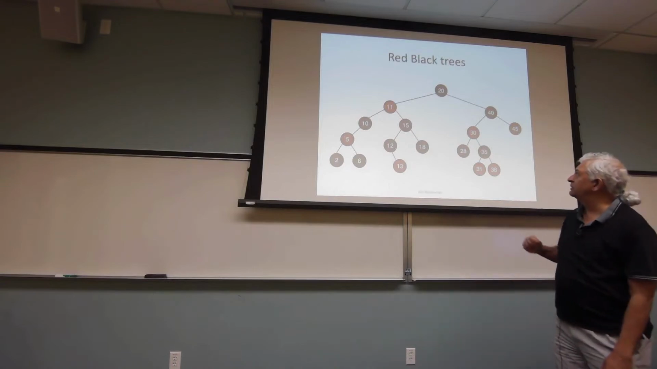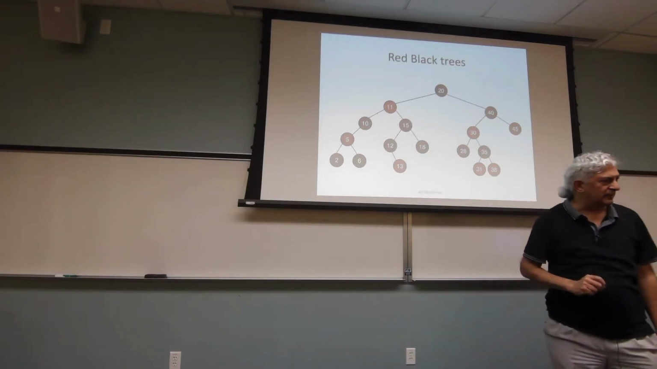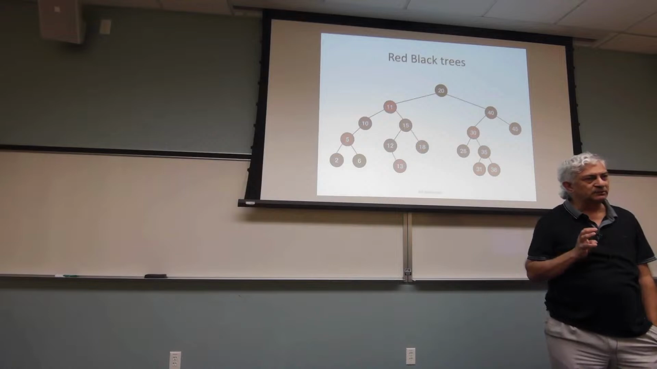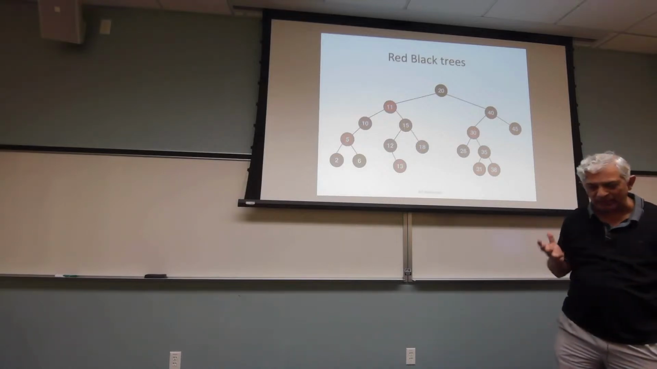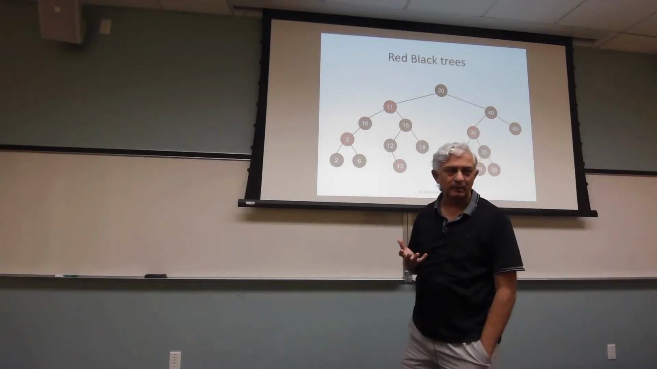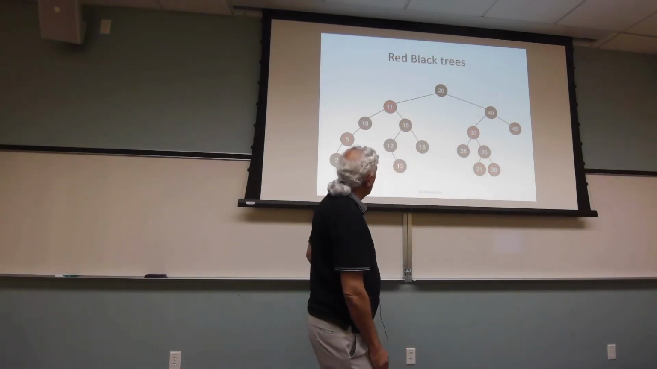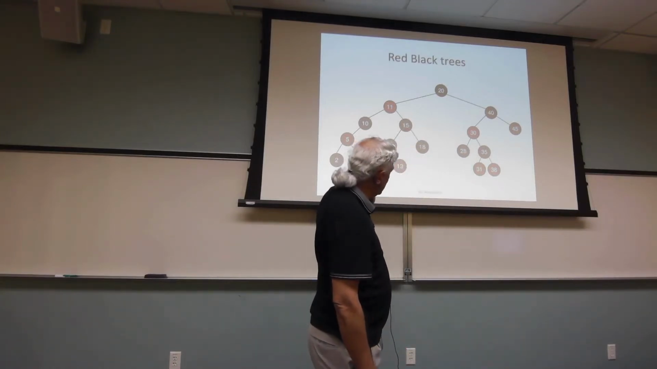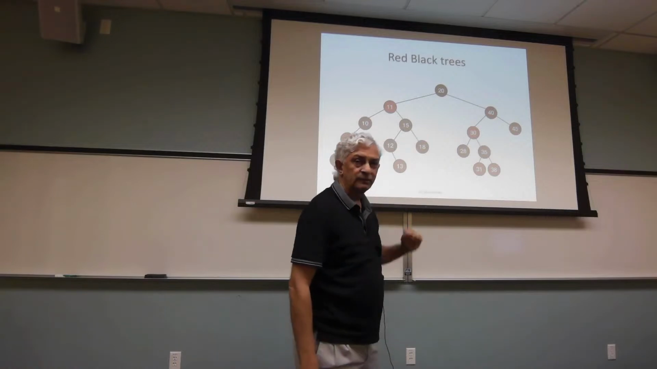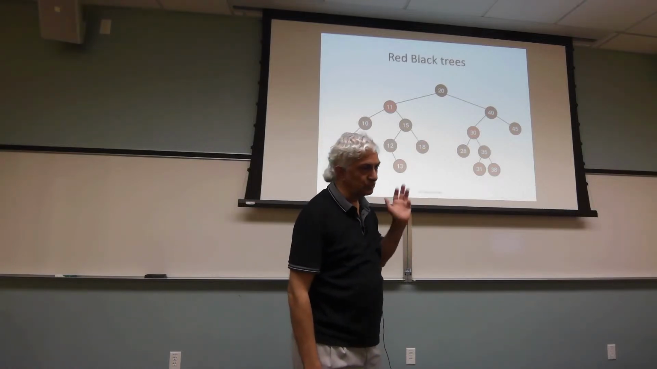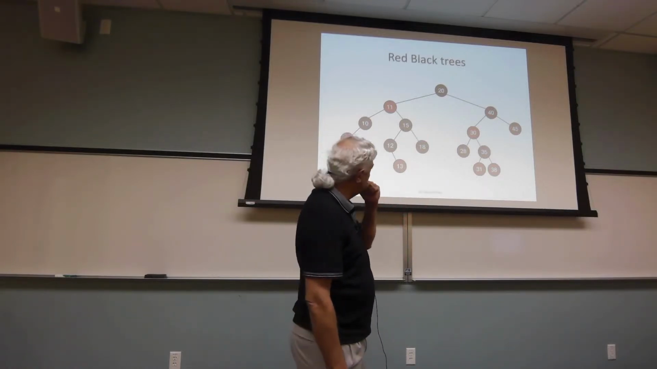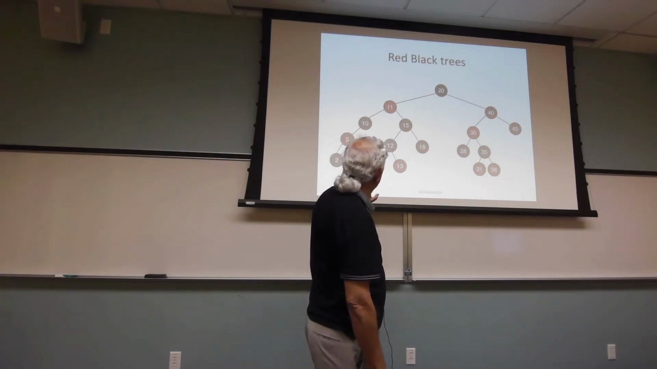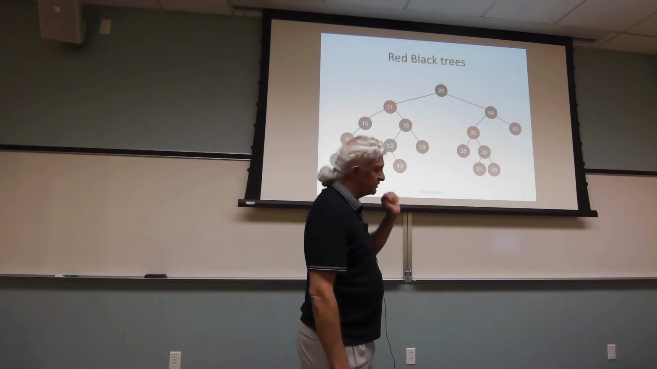So here's an example of something called a red-black tree. The red-black tree is a great example of this balanced binary search tree implementation. And in a red-black tree, you can guarantee that the height of the tree is never going to be more than 2 times log n.